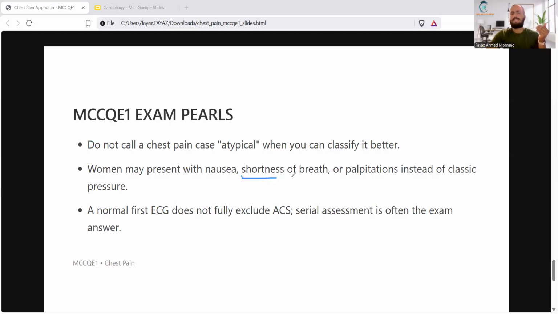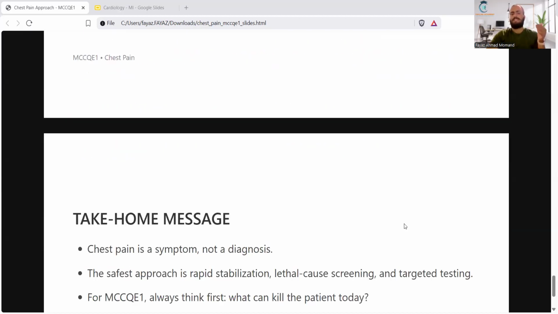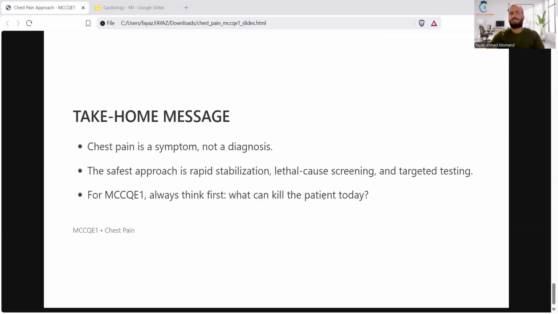Shortness of breath is also an angina equivalent. If the patient has shortness of breath, and from the history and physical exam it cannot be related to their ongoing health conditions, then it is considered equivalent to angina. We will do an ECG for this patient too. One thing to remember, the first ECG could be normal. It doesn't mean ACS is excluded. You have to do a repeat ECG. And usually in the exam, they will say serial assessments. Serial assessments is going to be your answer in most cases.